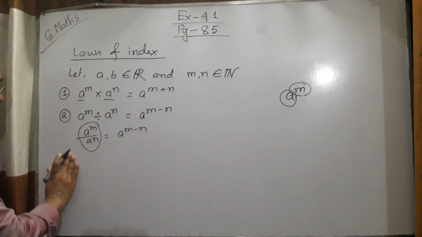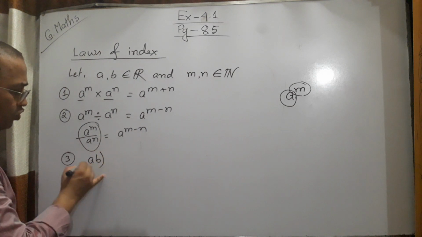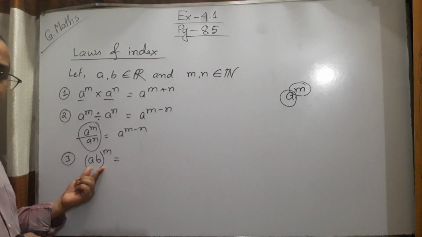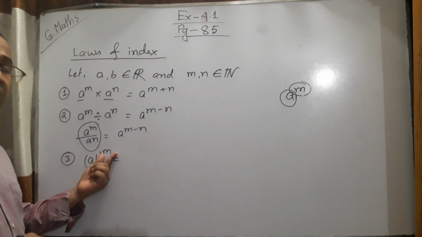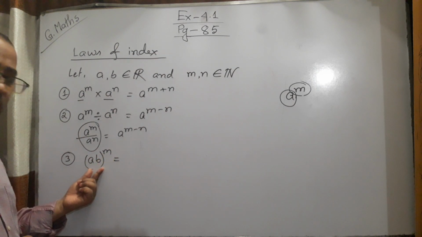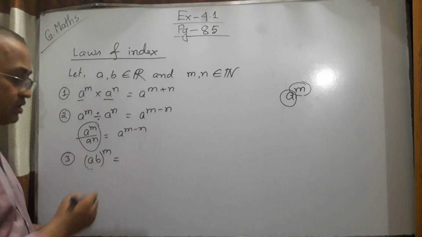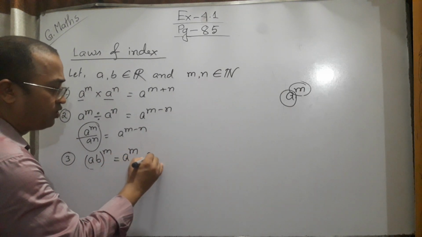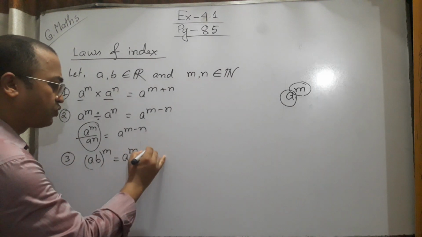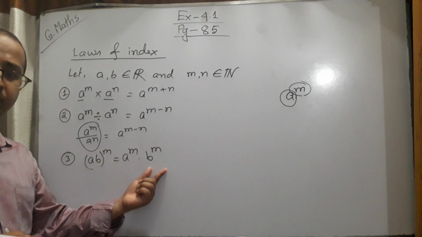Now number 3, if I take (ab) whole to the power m, two numbers as a product and they have a common power, we can distribute the power between the numbers. That is a to the power m and b to the power m.